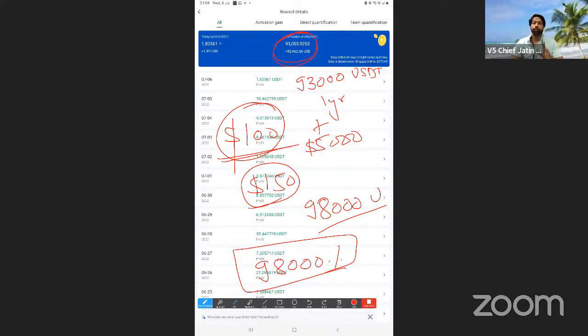How much will a bank give you? 6%. Okay. How much will property give you if you invest in property? Maybe 100%, maybe 200%. It cannot give you 98,000. I mean, this is just mine.